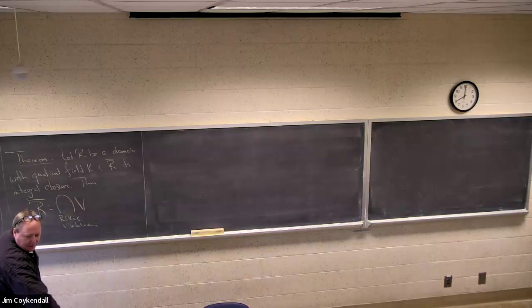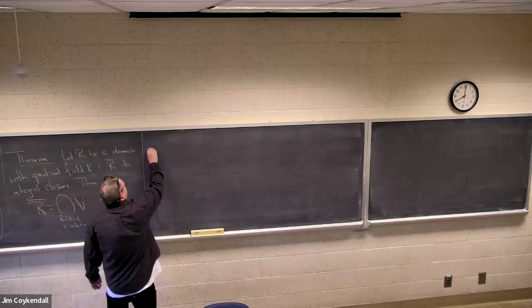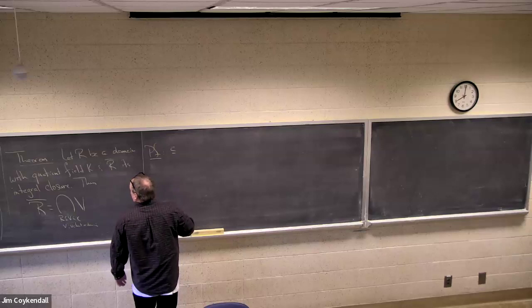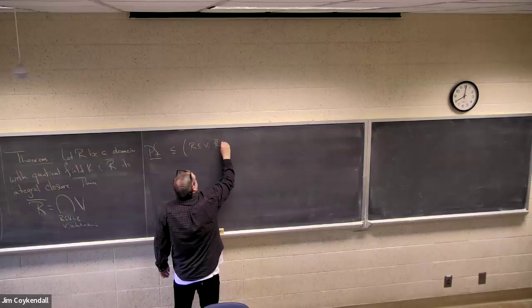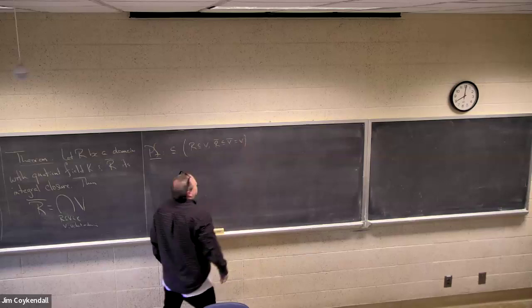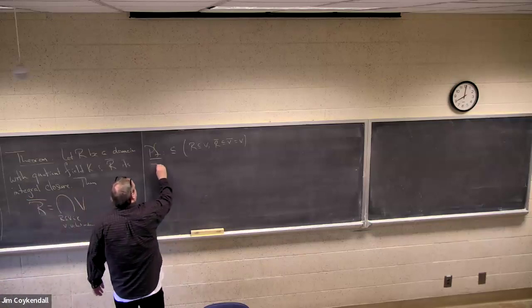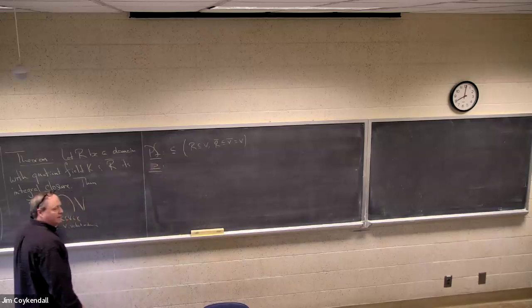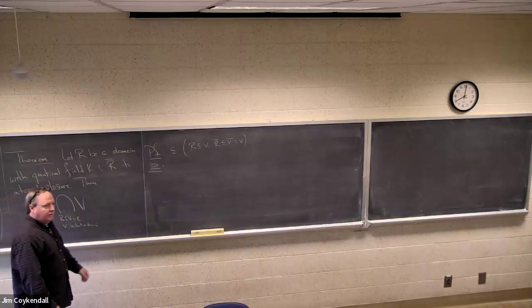So the big result here is that if you have any integral domain, then its integral closure, that is the set of everything in the quotient field that is the root of a monic polynomial, is the intersection of all valuation overrings of R. And last time, that's essentially one direction of it right there. That was easy. The interesting part, of course, is the containment.